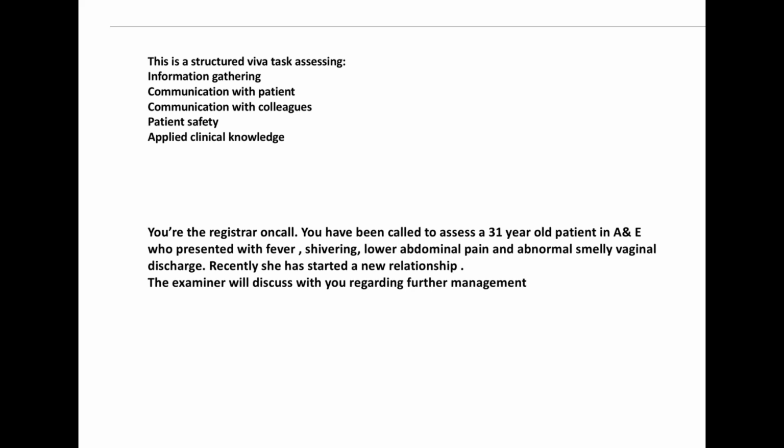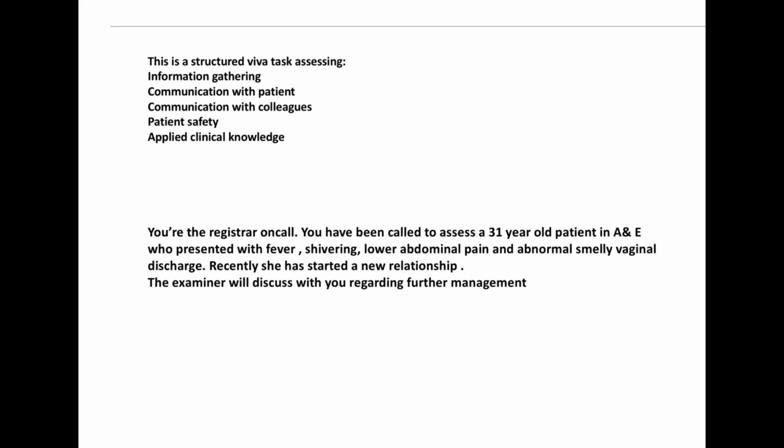So this is a structured Viva task assessing information gathering, communication with patient, communication with colleagues, patient safety and applied clinical knowledge. You are the registrar on call. You have been called to assess a 31-year-old patient in A&E who presented with fever, shivering, lower abdominal pain, abnormal smelly vaginal discharge. Recently, she has started a new relationship. The examiner will discuss with you regarding further management.